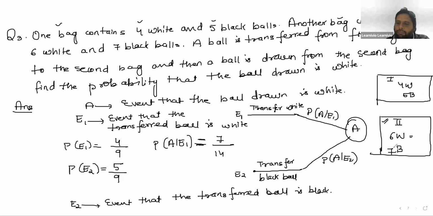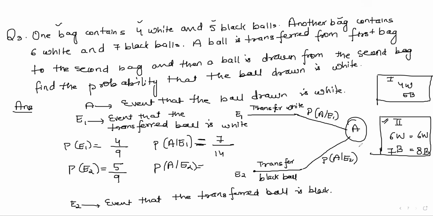Now when you transfer a black ball, the white balls remain 6 and the black becomes 8. Now A given E2 means you are drawing a white ball from the second bag. So what will be the probability? 6 by 14. Very good, 6 by 14. Is it clear now, Atif? Yes. Okay, great. So please note this down, confirm with me, then we will start the next theorem.